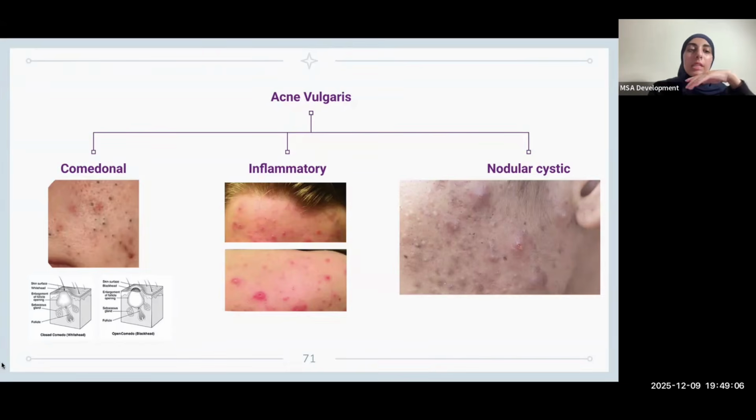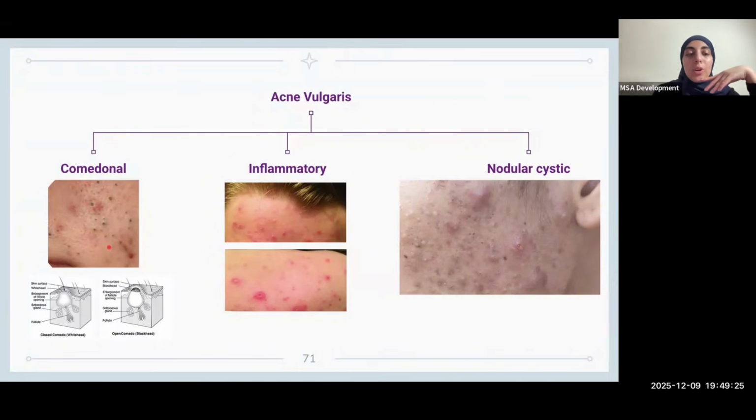Okay. And this is what comedones look like. You see the black dots here. These are all open comedones. And the defining feature of acne vulgaris is the comedones. If you don't see comedones, this is not acne. Comedones equals acne, okay? It starts here.